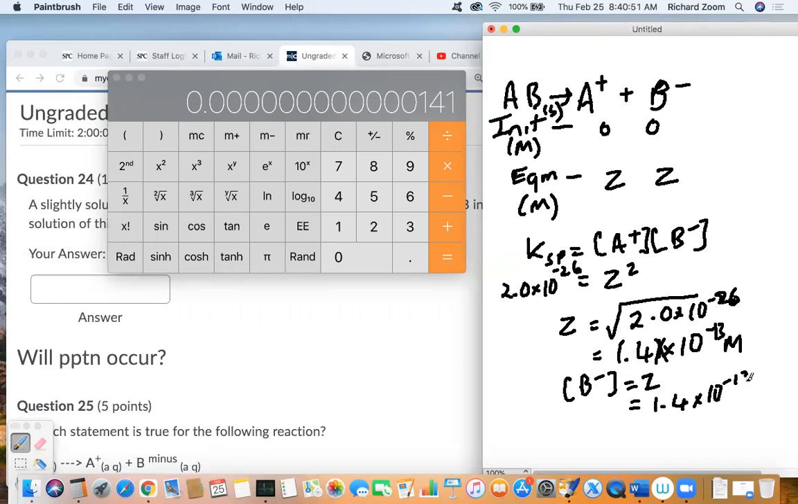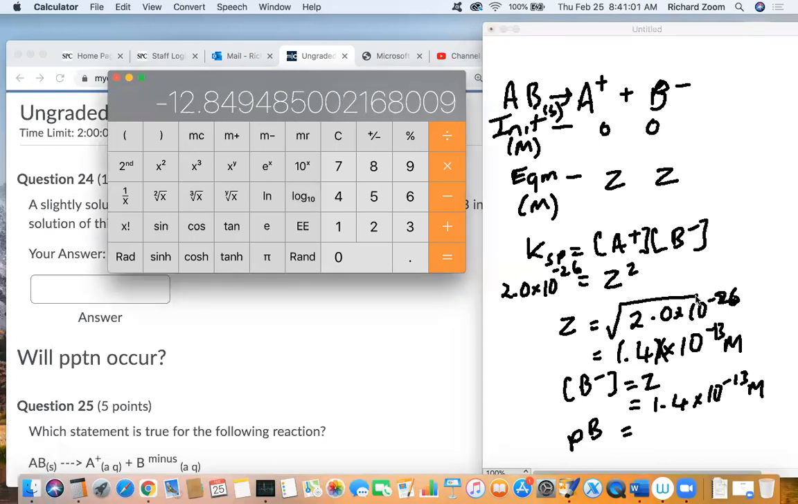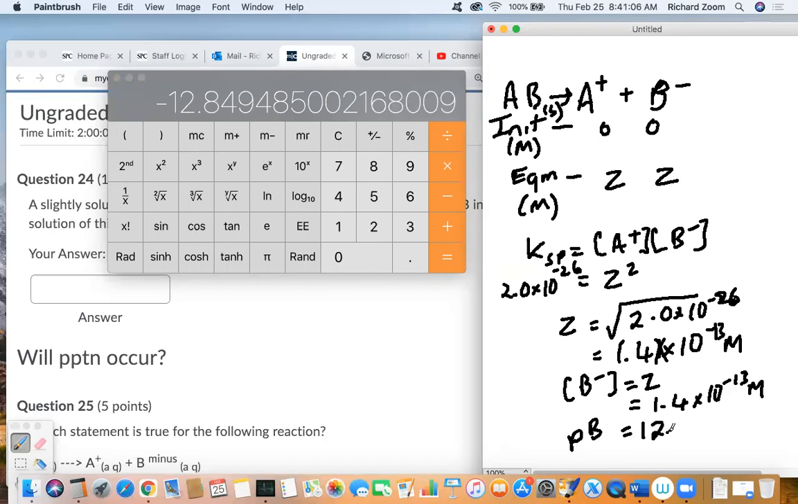Now, pB is going to be the negative log of that. So just take the log, and it comes out to be 12.85. That is the correct number of sig figs, by the way, this time, Emmeline. So 12.85 would be pB. Little p, big B is not lead. It's the negative log of the concentration of B minus. Does anybody have any questions?